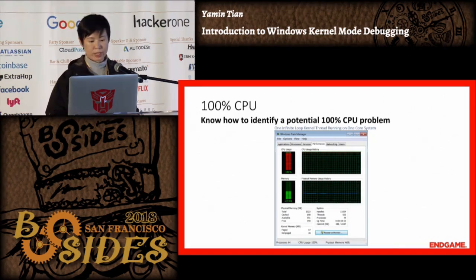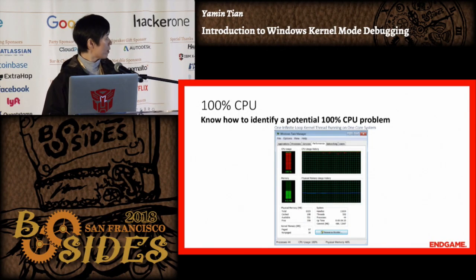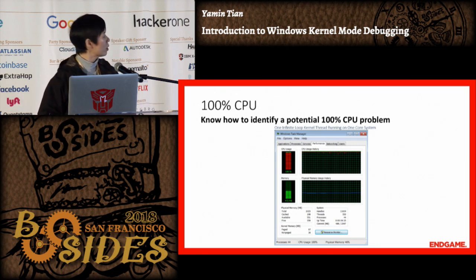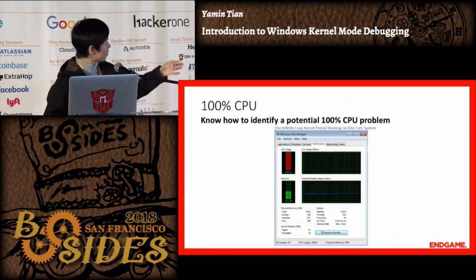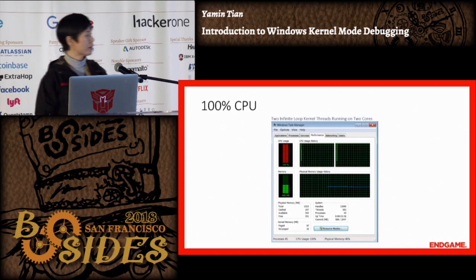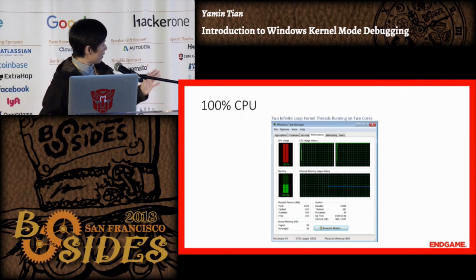Why? Let's take a look at the CPU chart. This chart looks straightforward. It's 100% CPU. I use the Windows Task Manager that comes with every Windows. So you can easily run this tool and figure out, oh, there is a 100% CPU. I enabled the kernel time, so it's shown in red. So it means the kernel is taking 100% CPU. So this one is a straightforward example.